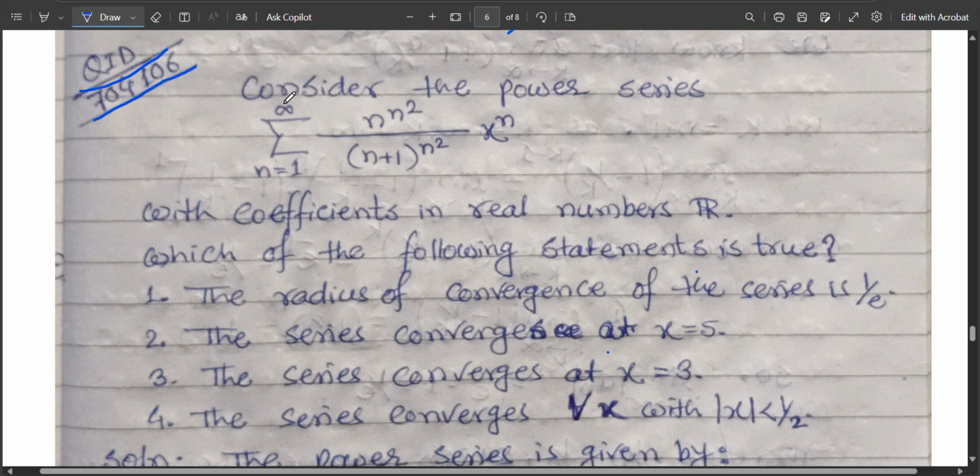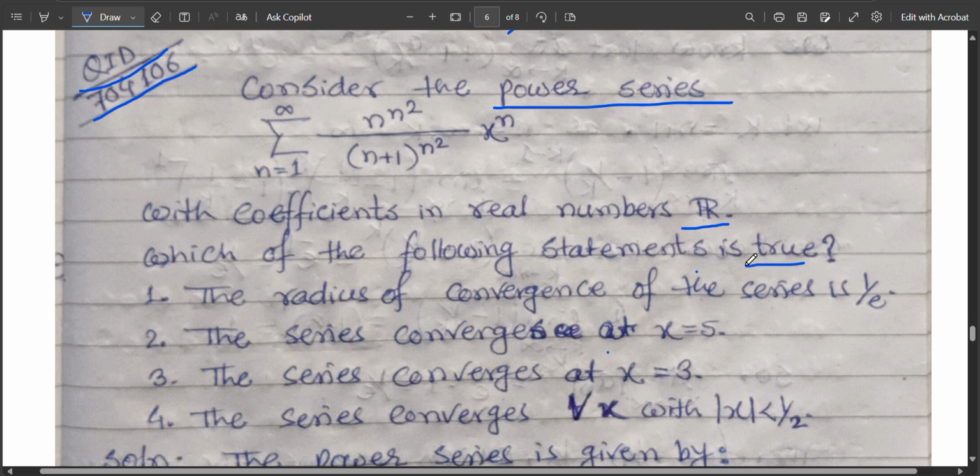704,106. Consider the power series: the sum of n squared over (n plus 1) whole to the n squared, times x to the power n, with n varying from 1 to infinity, with coefficients in real numbers. Which of the following statements is true?